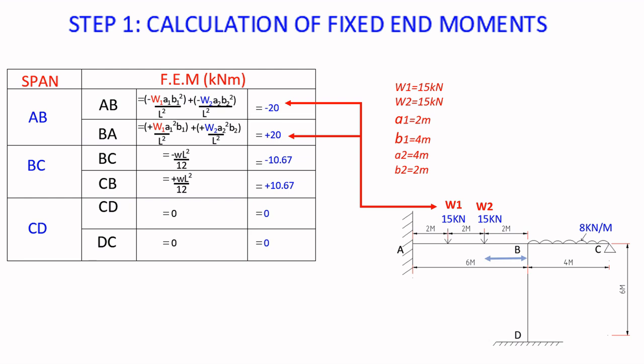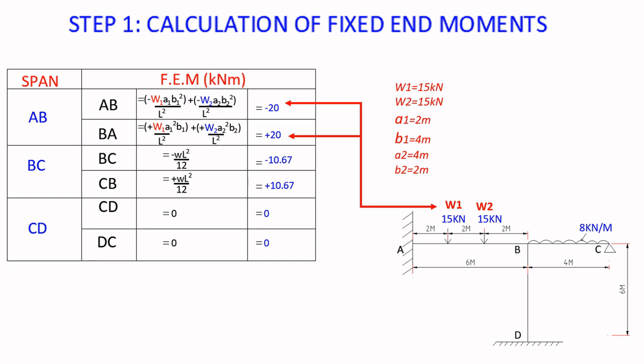So if you substitute the values, our W1 is 15, our A1 is 2, and our B1 is 4, divided by L squared, which is 6 squared. For the first part, if you consider the first point load, you get negative 13.33. Then the second point load, that is negative 15 times our A2 which is 4 times our B2 which is 2 squared divided by 6 squared, you get negative 6.67. So negative 13.33 plus negative 6.67, you get negative 20.